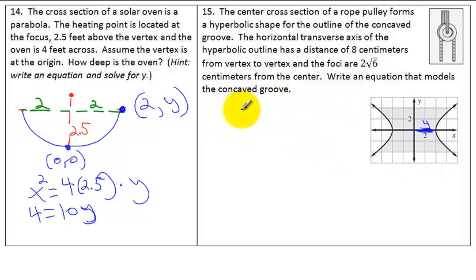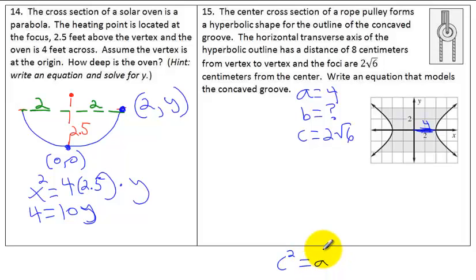So here's how this works. It says the transverse axis is 8 centimeters long. So that definitely means that A is half of that. So A is 4. B, we do not know, so I'll put a question mark here. But we do know that C is, it says here that the foci are 2 square root of 6 centimeters from the center. So C equals 2 square root of 6. So if you remember, the Pythagorean relationship here is C squared equals A squared plus B squared.